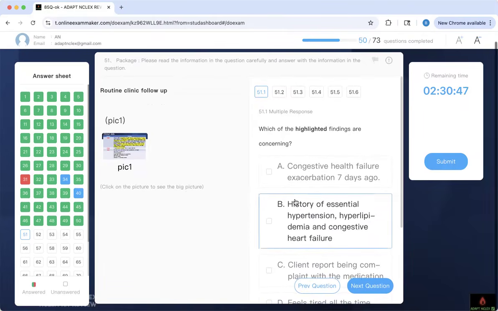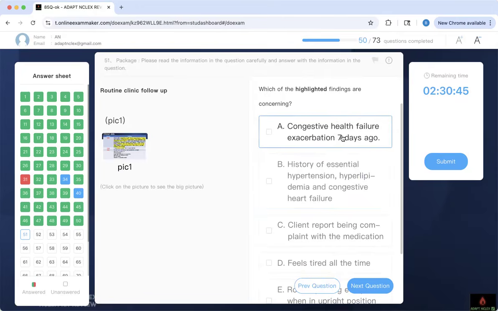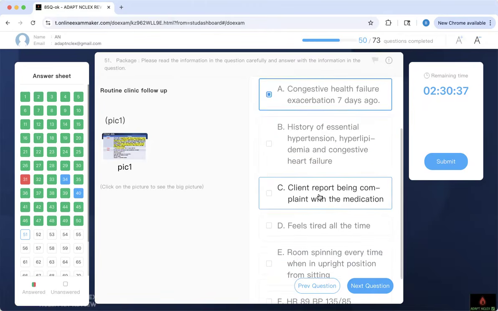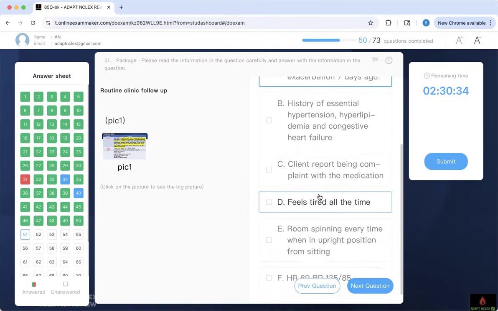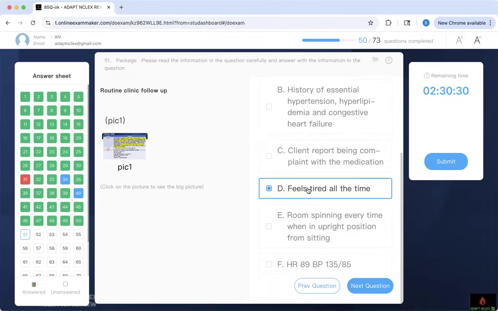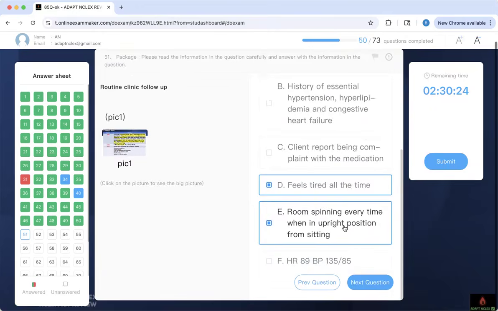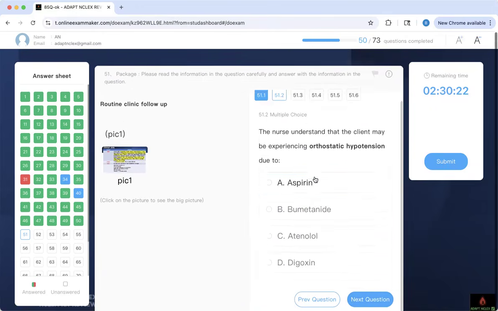Which of the highlighted findings are concerning? He has a CHF exacerbation 7 days ago. That's bad. He has a history of hypertension, hyperlipidemia, and CHF. Well, that's his history. We're not going to change anything. Client reports being compliant with this medication. That's good. If you're tired and the room is spinning, his heart rate and blood pressure are fine. But those ones are concerning features.